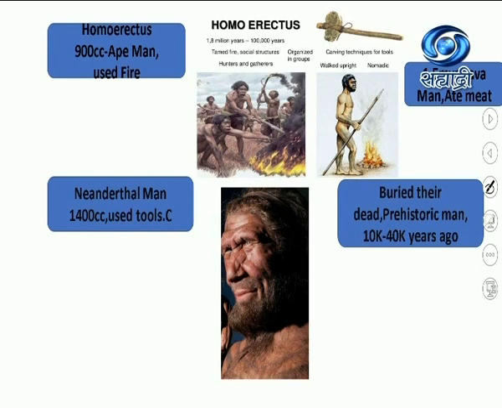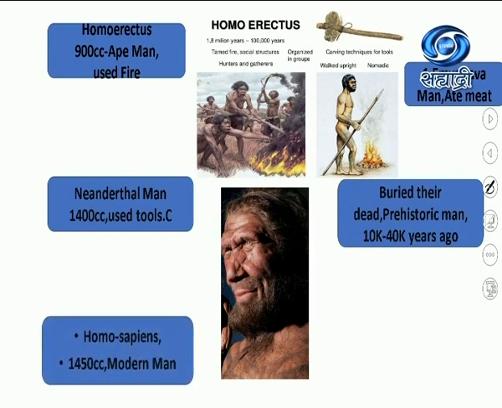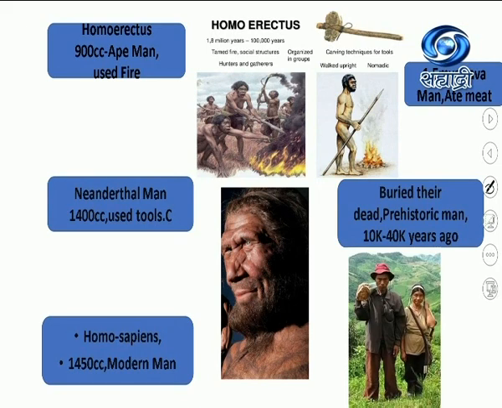So Neanderthal man. Then comes Homo sapiens. Homo sapiens, 1450 cc capacity, very intelligent man, also called the modern man, started wearing clothes, and develops a lot of technology. You and me all belong to Homo sapiens.